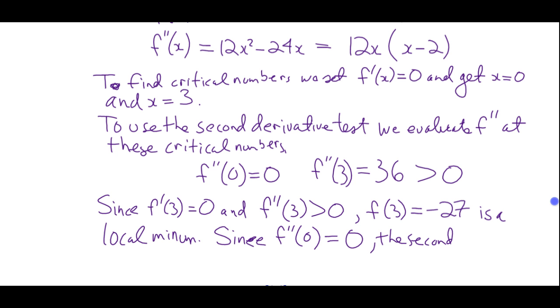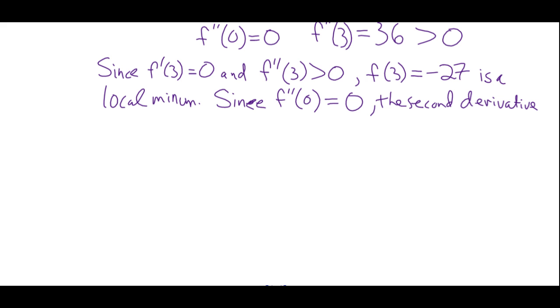Now, since f double prime of 0 is equal to 0, the second derivative test doesn't give us any information for this. Second derivative test.